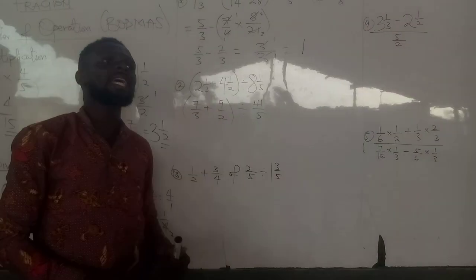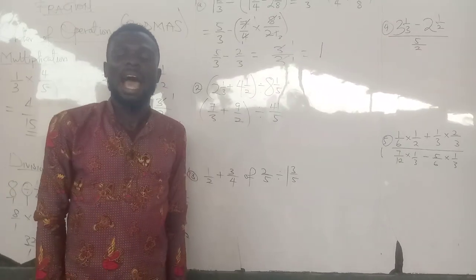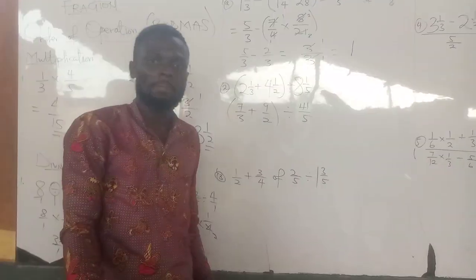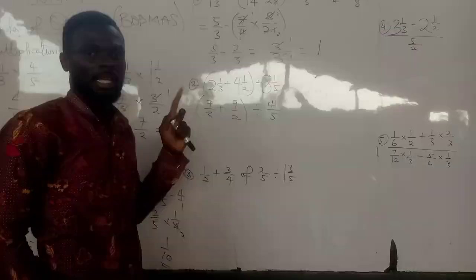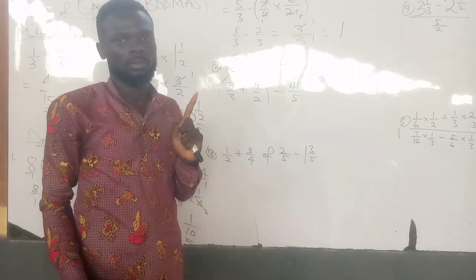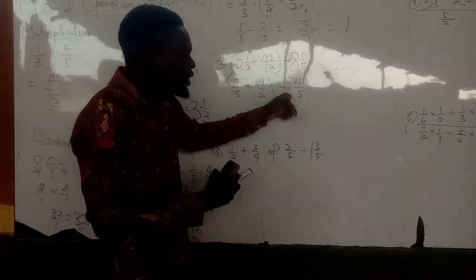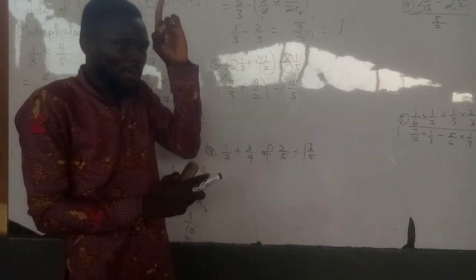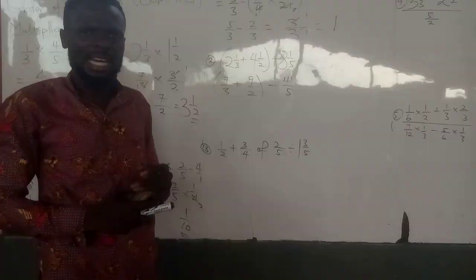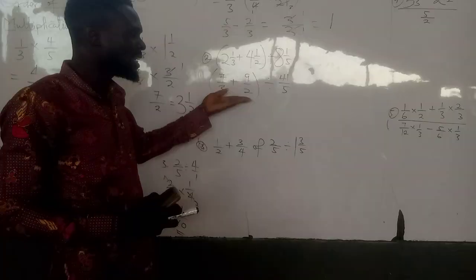Once you convert into improper fractions, apply the operation BODMAS. BODMAS. Is there a bracket? Yes. If there is a bracket, solve the bracket first. Don't say because there's a division, so no. The first one should be solved first. So the bracket that I have, I'm going to tackle it first. And the bracket is addition.